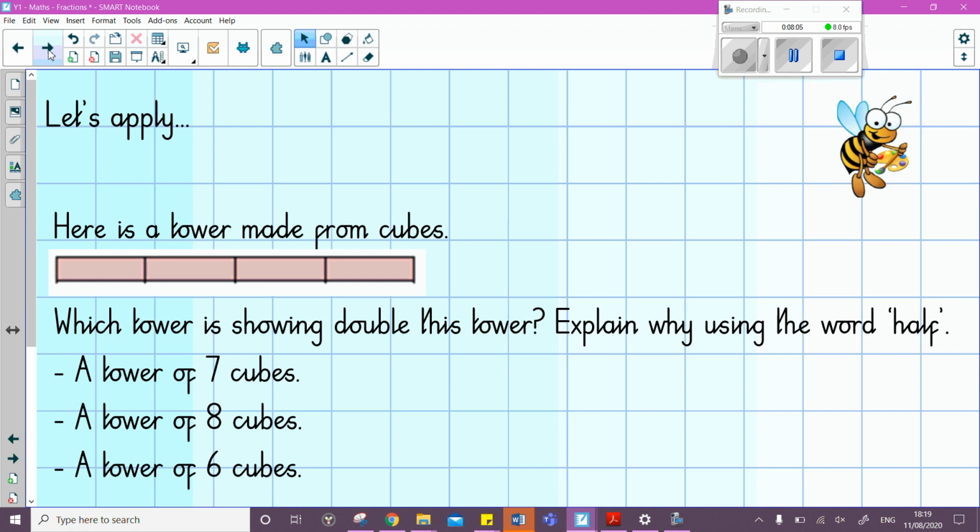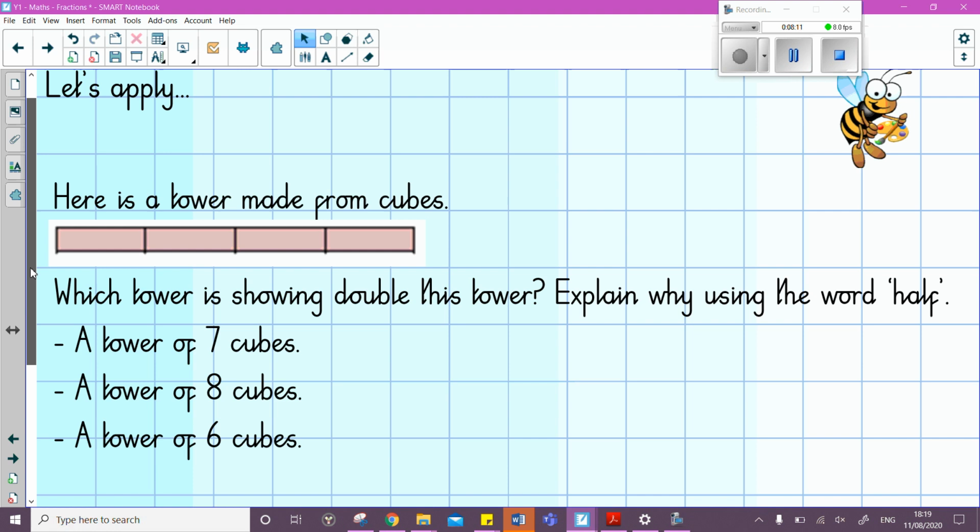I wonder now if you could apply your learning to this problem solving question. Here is a tower made from cubes. It's made from 4 cubes. Which tower is showing double this tower? Explain why using the word half.